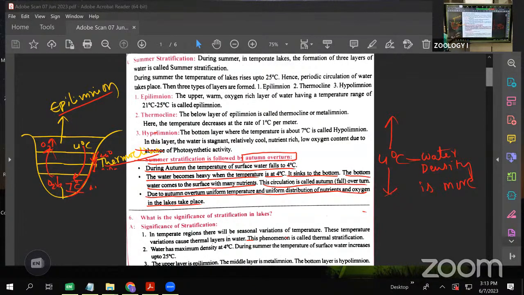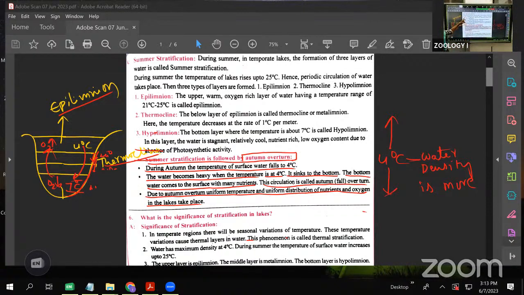Summer stratification: the upper layer is called the epilimnion, the middle is called the thermocline, and the inner is called the hypolimnion. Put these headings. This question came: you put these headings and write the autumn overturn. So okay, here the autumn overturn.